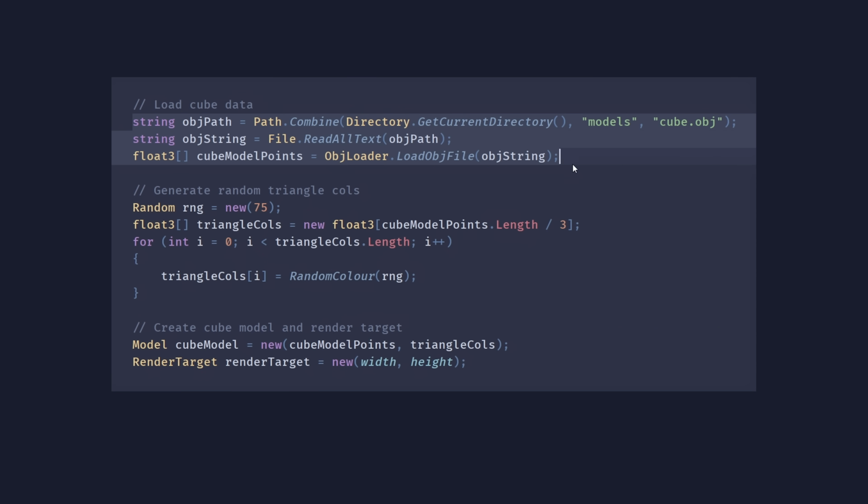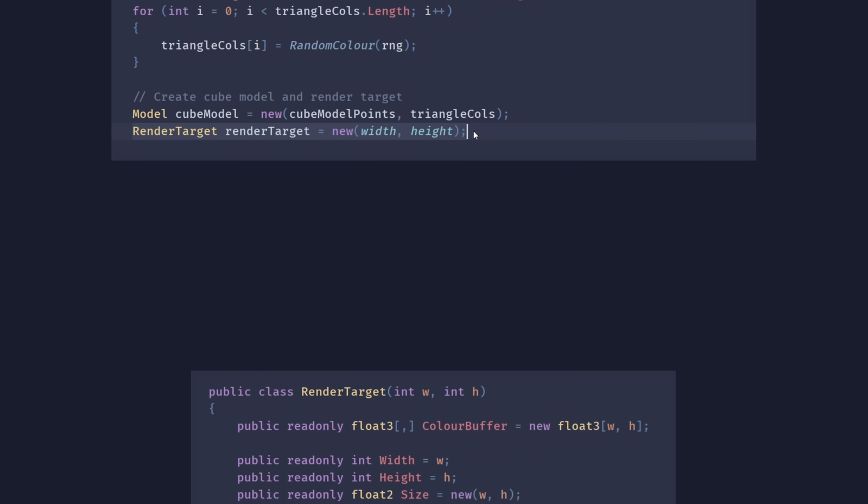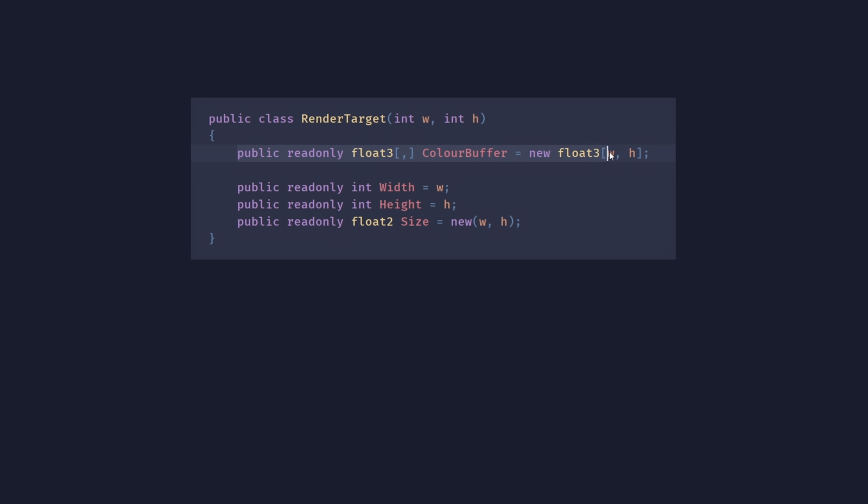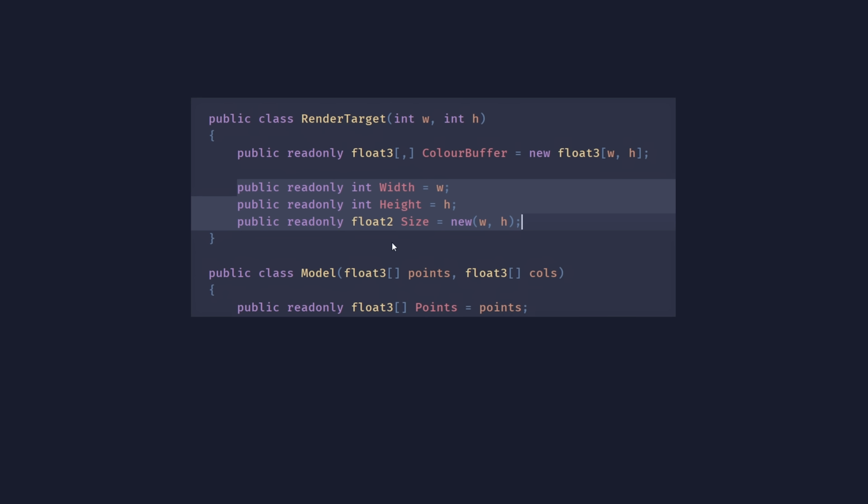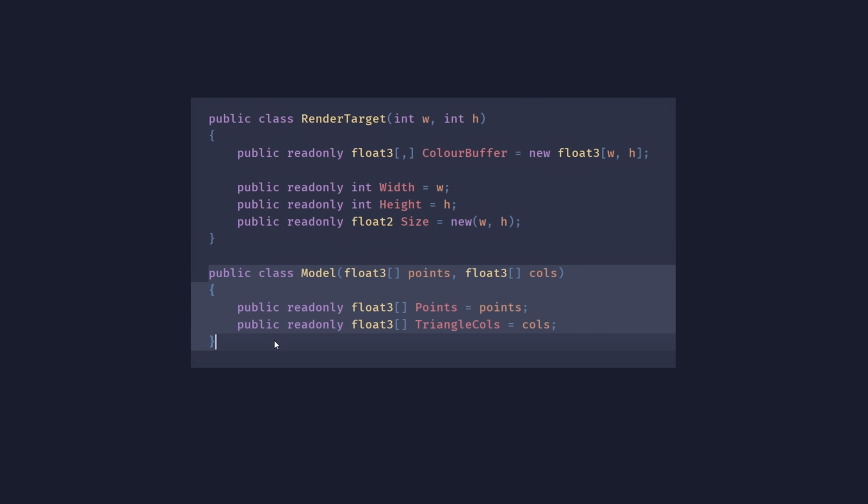We load in our cube data, generate some random colors for the triangles, and store that in this model class. Additionally, we create a render target to draw to, which is nothing fancy at all. It just holds an array of colors exactly like the image we made before, and gives convenient access to its width and height. The model class is even less interesting.